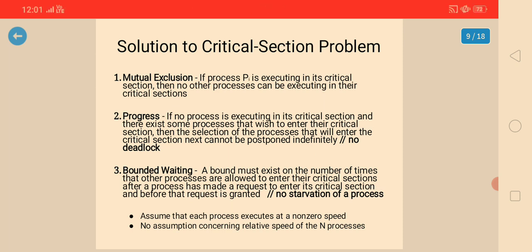Bounded waiting means what? Here a bound must exist on the number of times other processes are allowed to enter their critical section after a process has made a request to enter the critical section and before that request is granted. So no starvation of the process.